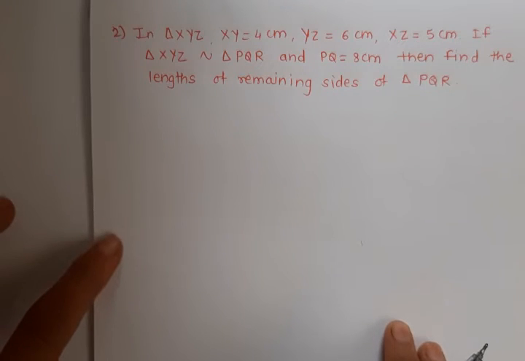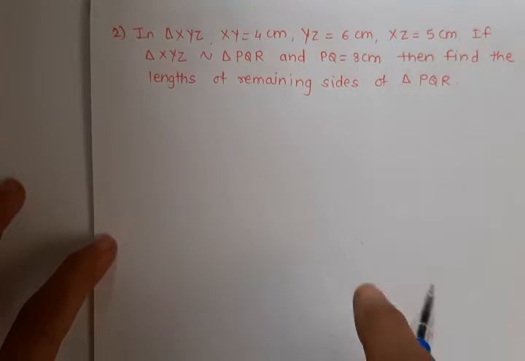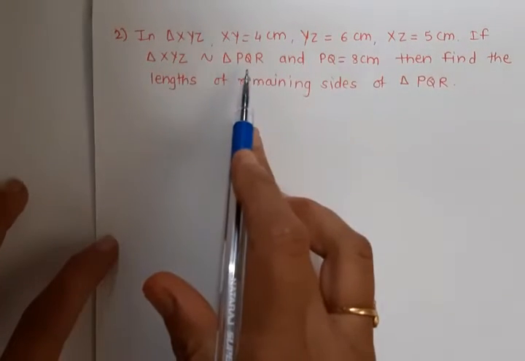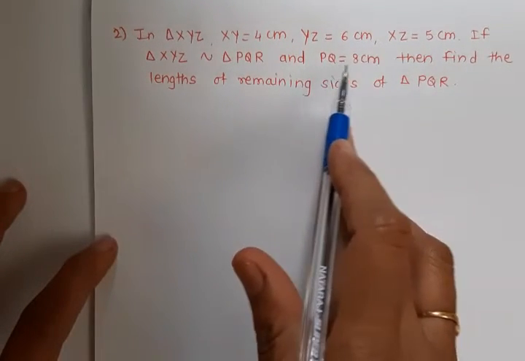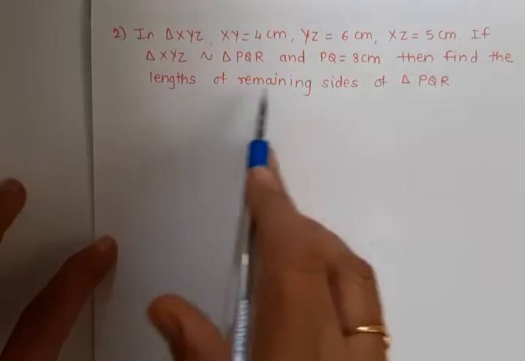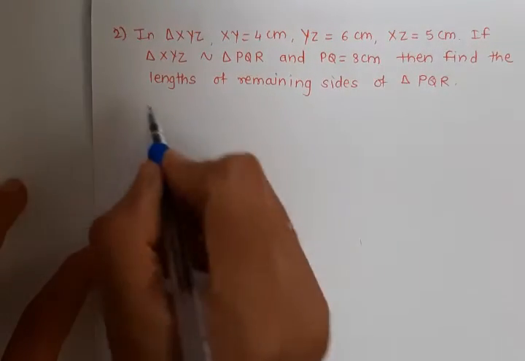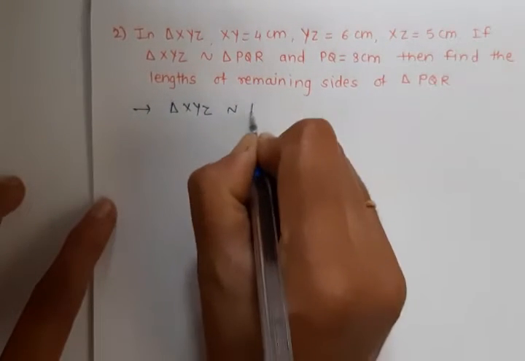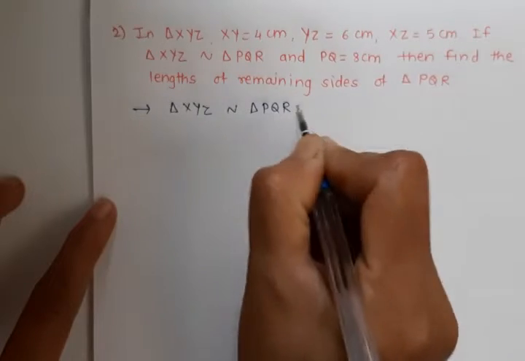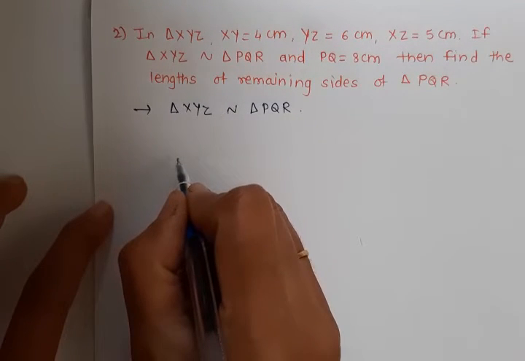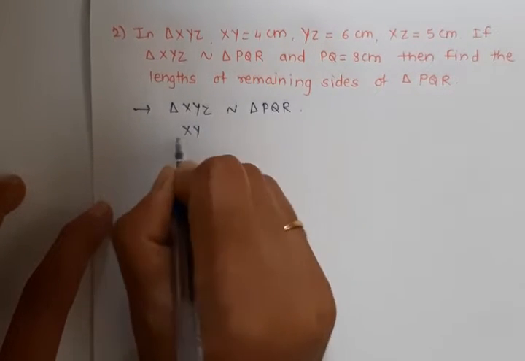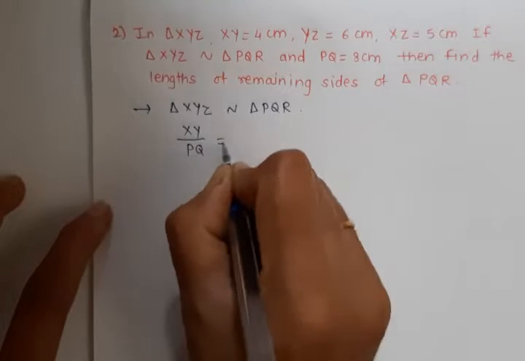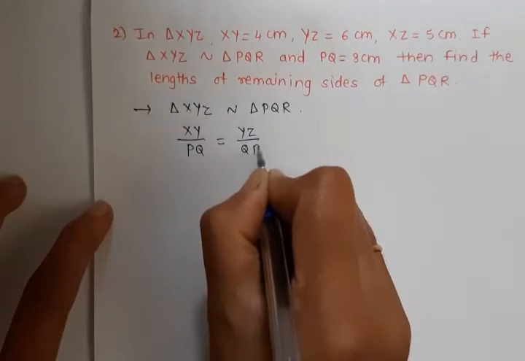In triangle XYZ, XY equals 4 cm, YZ equals 6 cm, XZ equals 5 cm. If triangle XYZ is similar to triangle PQR and PQ equals 8 cm, then find the length of the remaining sides of triangle PQR. Now see the solution. Here it is given that triangle XYZ is similar to triangle PQR. These are similar triangles, that means their sides are in ratio. So here we can write XY upon PQ equals YZ upon QR equals XZ upon PR.